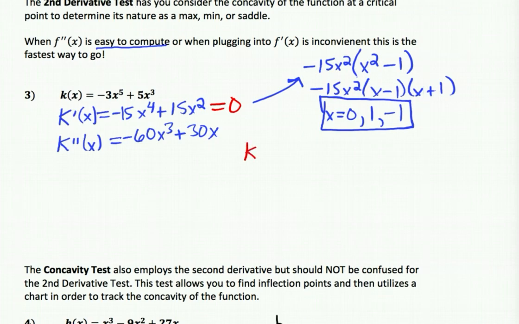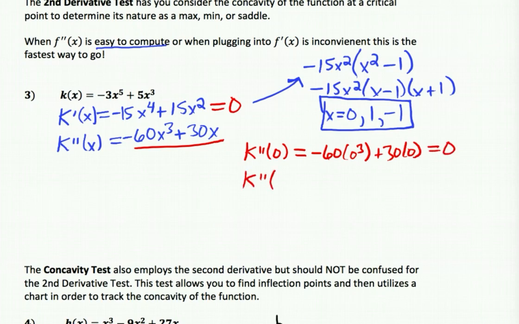So I'm going to say, okay, k double prime of 0 is going to be, I'm plugging it in right over here, -60 times 0 cubed plus 30 times 0, which of course is going to be 0. I'll tell you what these mean in a moment. Let's just plug them in first. So we're going to plug in 1: -60 times 1 cubed is -60, plus 30 times 1. That's basically 30 minus 60, which is -30.